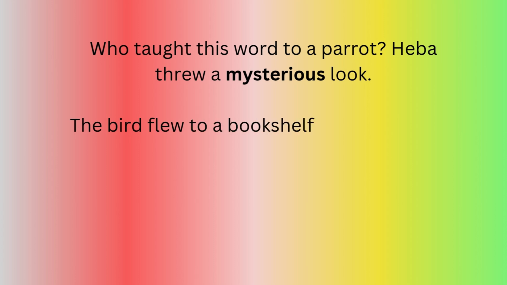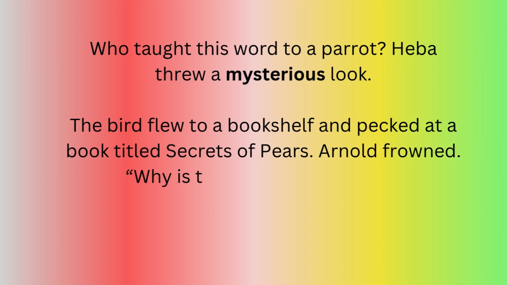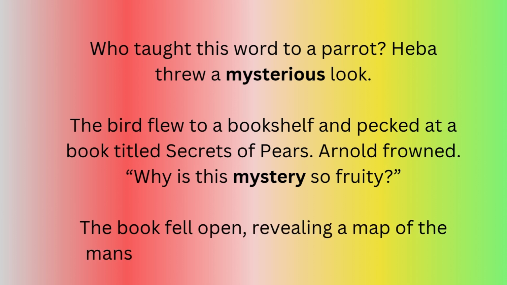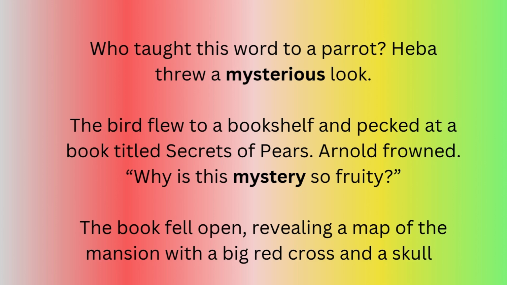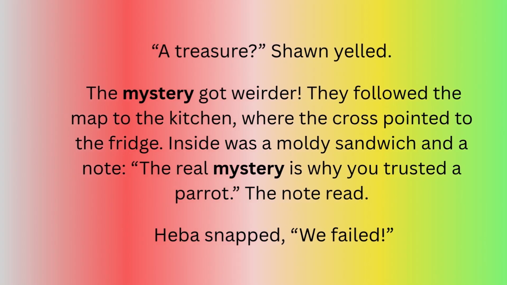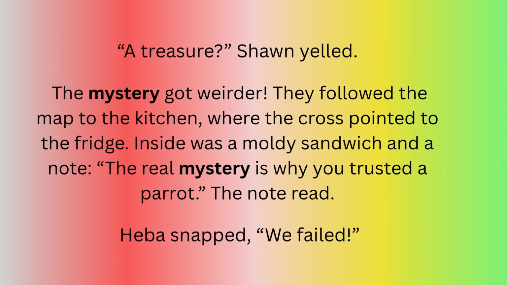The bird flew to a bookshelf and pecked at a book titled Secrets of Pears. Arnold frowned. "Why is this mystery so fruity?" The book fell open, revealing a map of the mansion with a big red cross and a skull. "A treasure?" Sean yelled. The mystery got weirder. They followed the map to the kitchen, where the cross pointed to the fridge. Inside was a moldy sandwich and a note. "The real mystery is why you trusted a parrot," the note read. Heba snapped. "We failed."